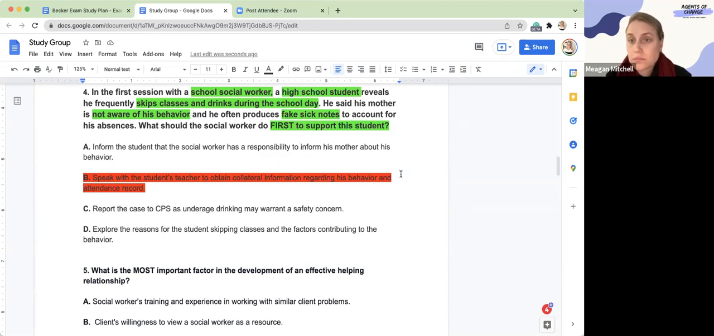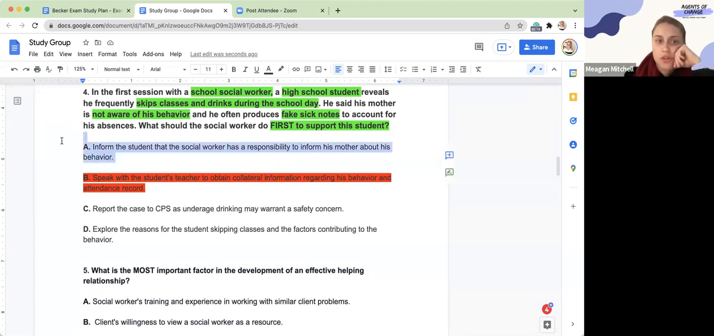Confidentiality, right? Is the student going to trust you right off the bat if you go to his teacher and get information? As a teenager, no. Breaks confidentiality. So B is out.